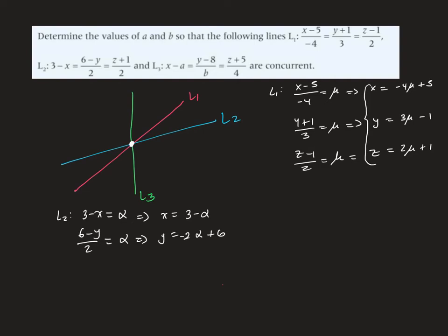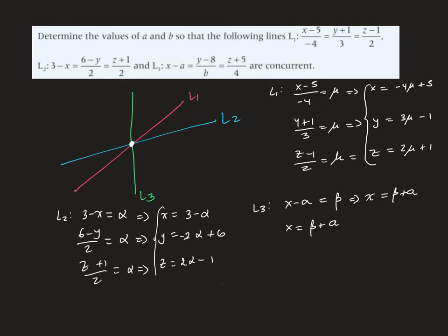And finally, z plus 1 over 2 equals 2 alpha, means z equals 2 alpha minus 1. Now let's do the same for L3. That is x minus a equals beta. That means x is equal to beta plus a.